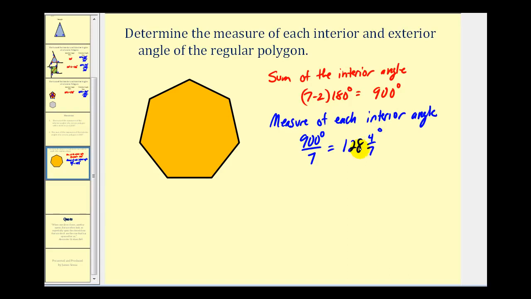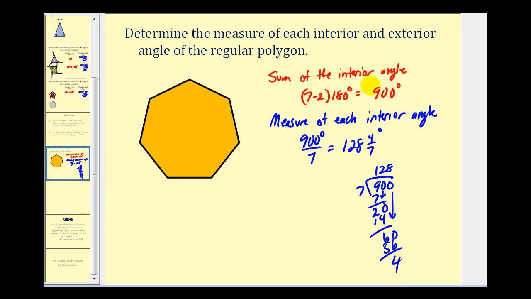Let's go ahead and show where this came from. 900 divided by 7, that'd be 1, subtract, that's 2, bring down the 0. How many 7s in 20? That would be 2. Subtract, that's 6. Bring down the last digit. How many 7s in 60? That'd be 8. The remainder of 4, so we put 4 over 7 for 4/7.